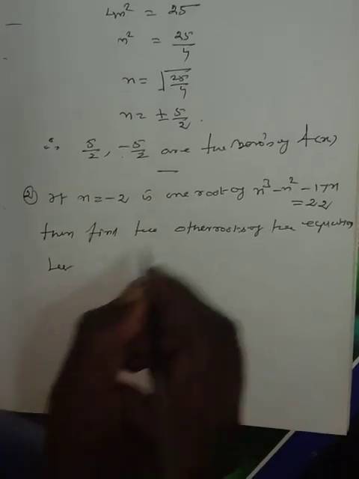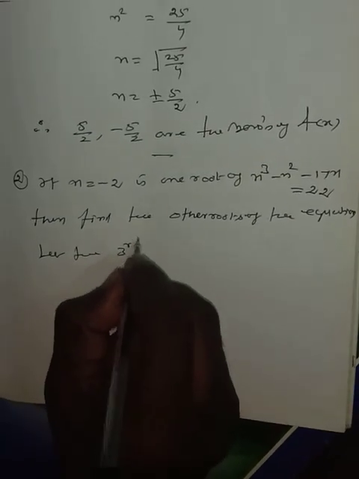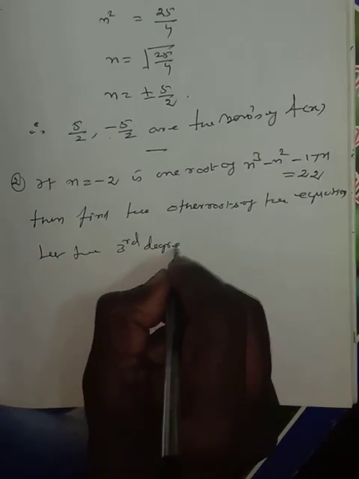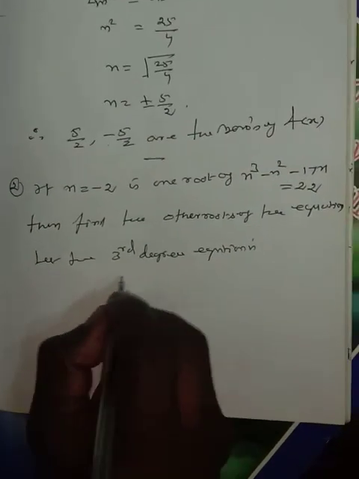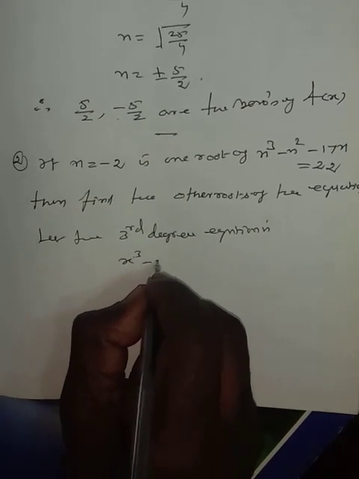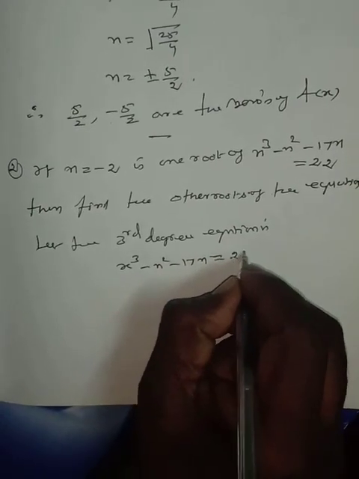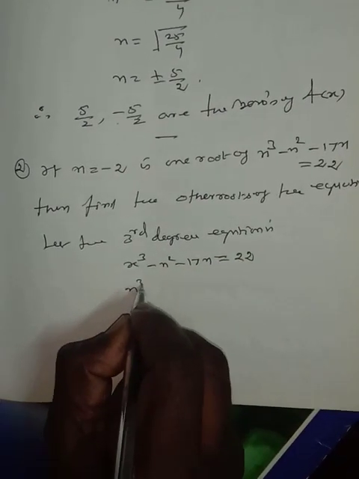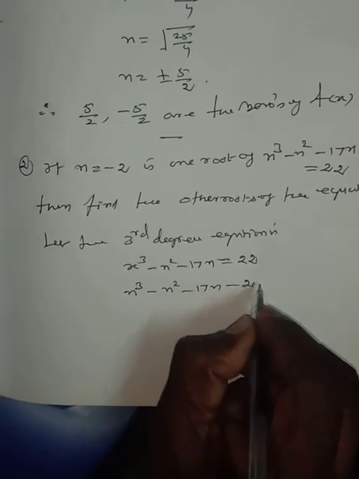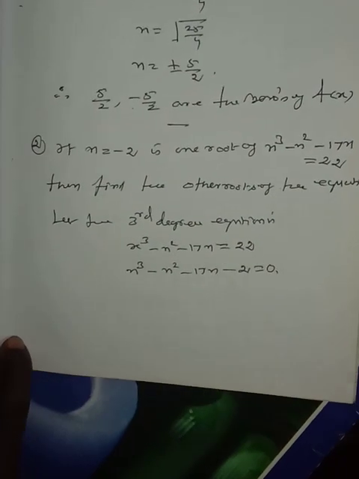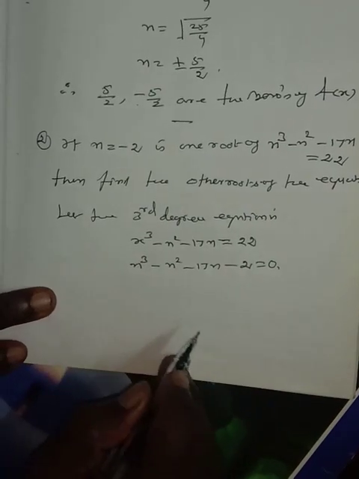Let the cubic equation, the third degree equation, be x cube minus x square minus 17x is equal to 22. This means x cube minus x square minus 17x minus 22 is equal to 0. Already given x is equal to minus 2 is the root of the third degree equation. Therefore, we have to use synthetic division.